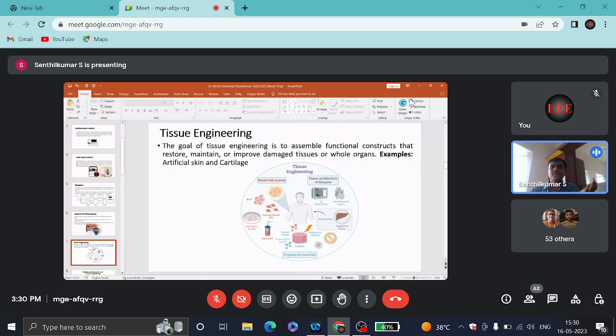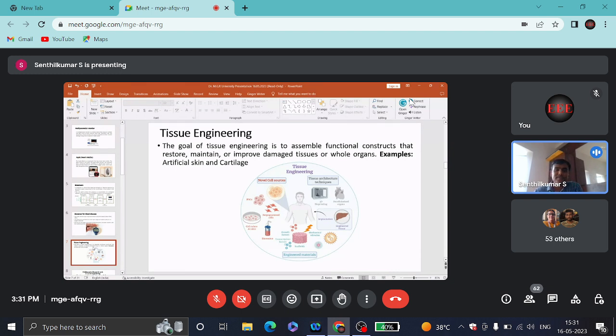The goal of tissue engineering is to assemble functional constructs that restore, maintain or improve damaged tissues or whole organs. That is the main role of tissue engineering. Using bioprinting and 3D printing technology, biomedical engineers generate different types of heart, lungs, and whatever organ you need to develop, and then you can replace that particular organ. Organ replacement is the main thing for this type of tissue engineering.